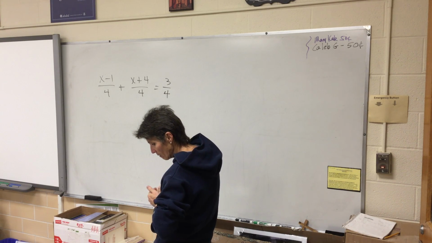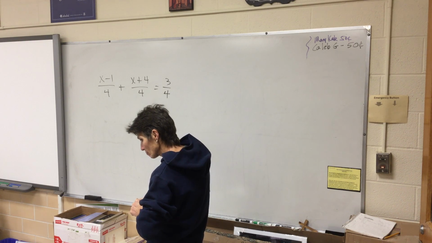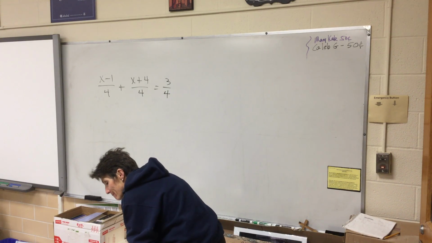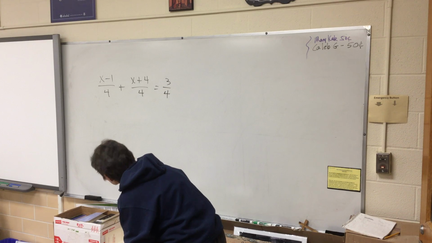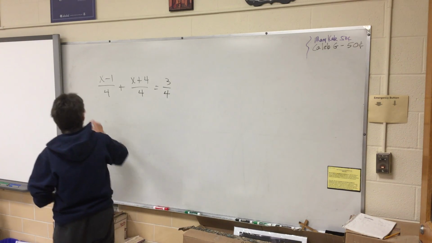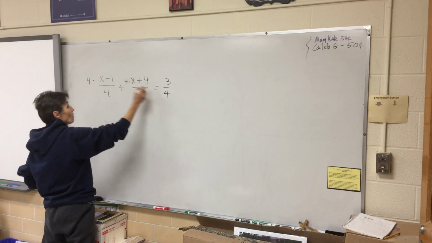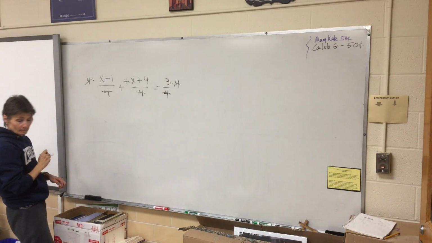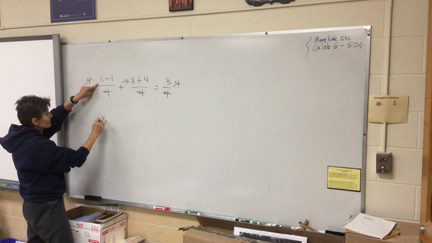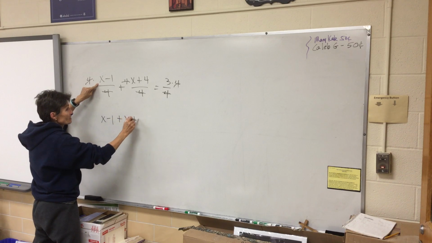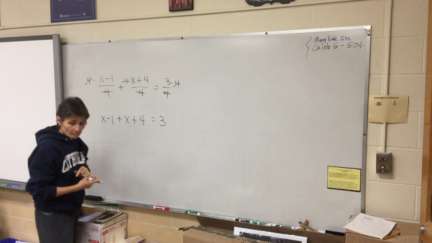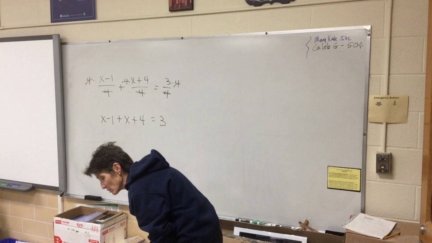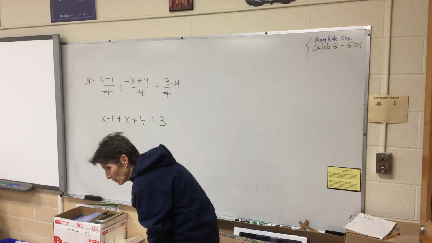Any ideas on how you might solve this one? Don't be scared. You know how to do that. That's kind of an easy one, actually. How would we do it? Would you multiply by 4? You would. Very good. That's exactly what you would do. Because if you multiply everything by 4, aren't these all going to cancel out? And we're going to end up with just x minus 1 plus x plus 4 equals 3. Now, it doesn't always work out that easily, but since the denominators are all 4, just wipe them out.